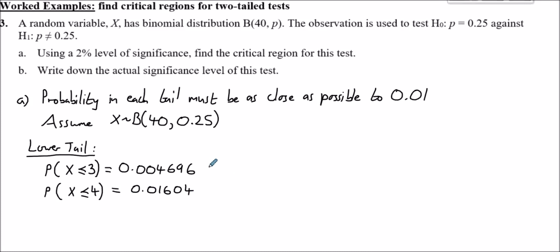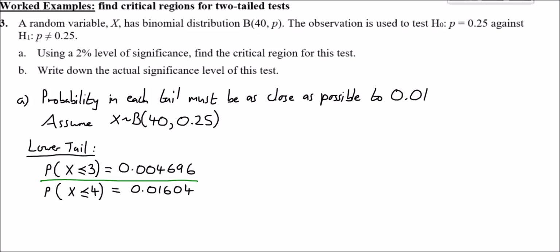So, which is closer? With a bit of mental arithmetic, or you can check on your calculator, do 0.01 subtract each of these and see which is closer to 0. This is about 0.0054 away, whereas this one here is 0.00604 away. So actually this one is closer. And so for our lower tail, we're going to take X up to and including 3, because this gives us a tail close to 0.01.